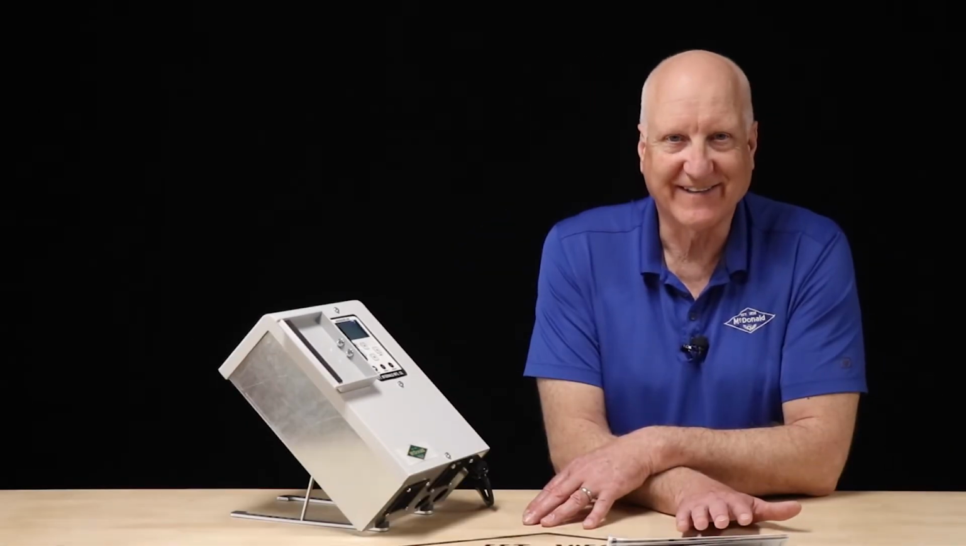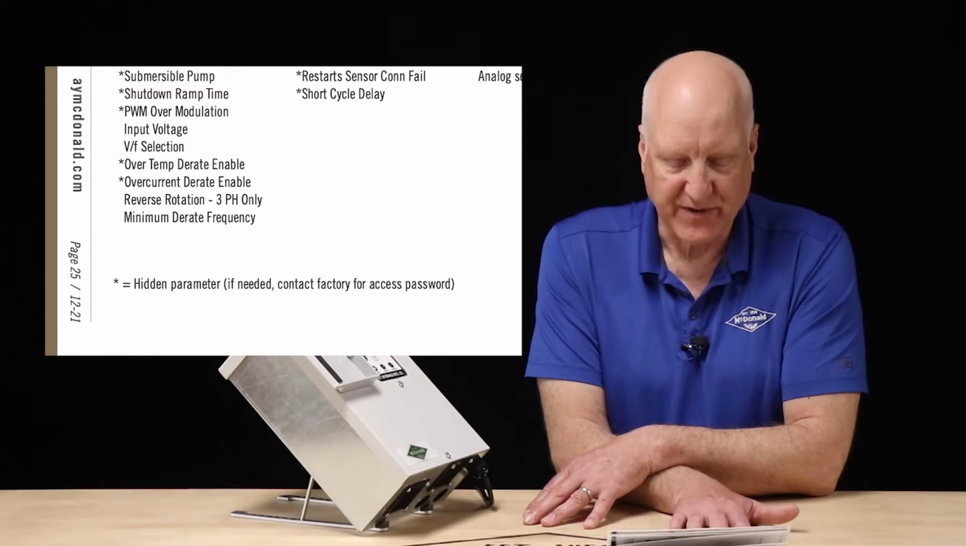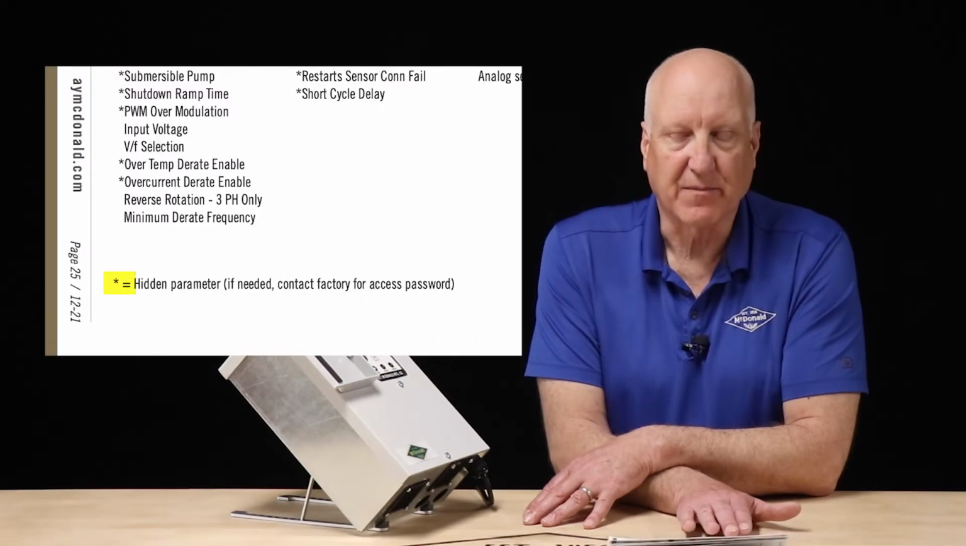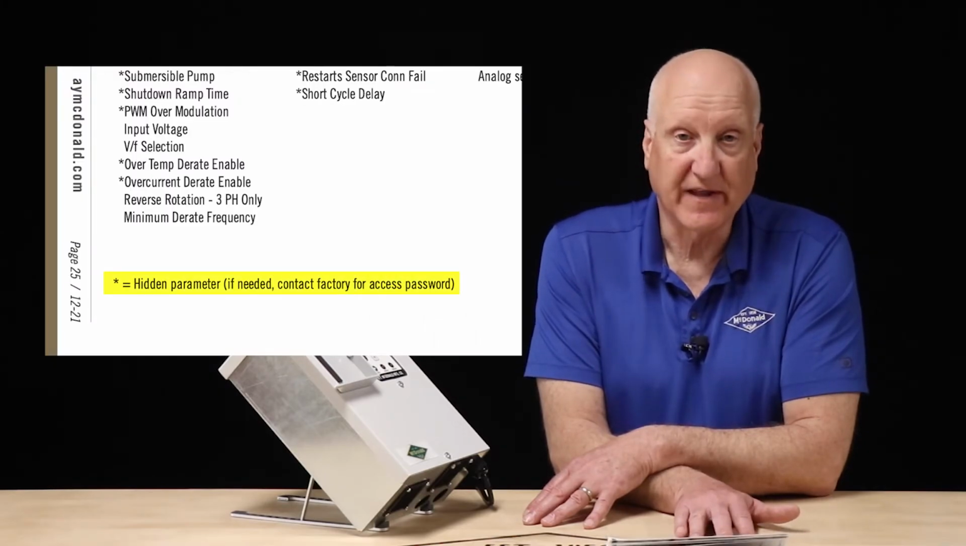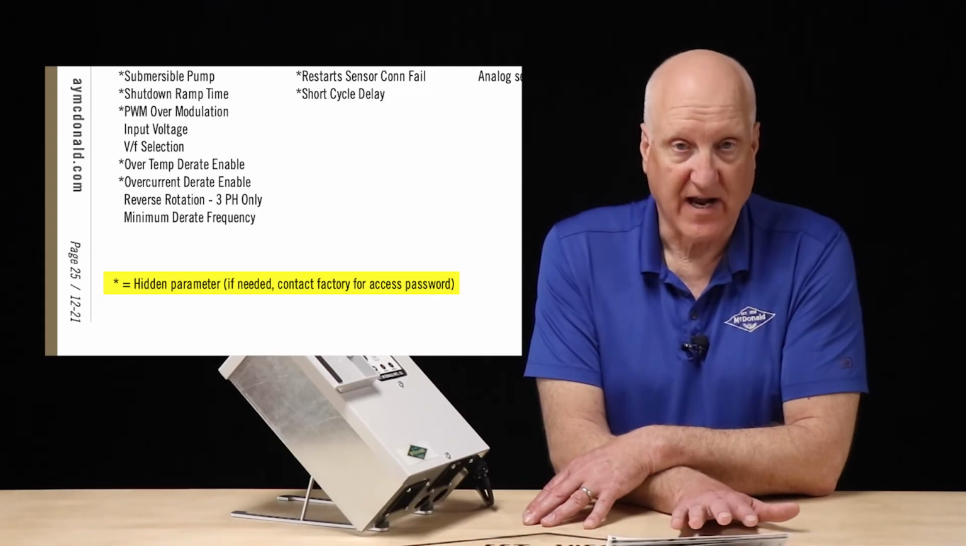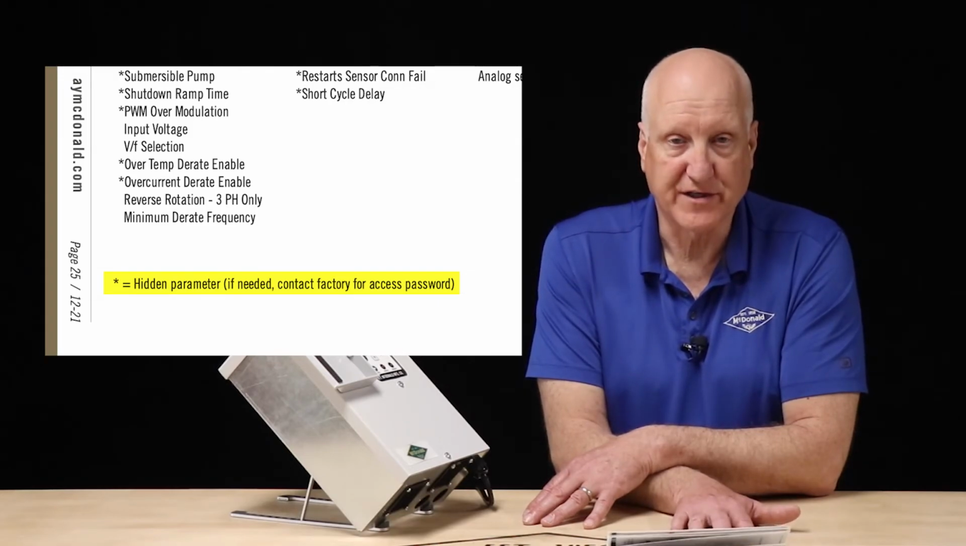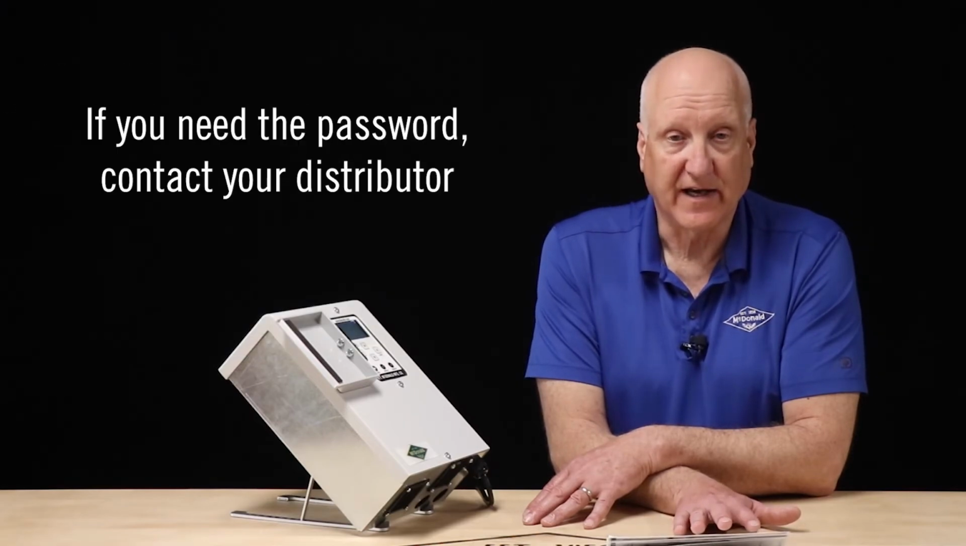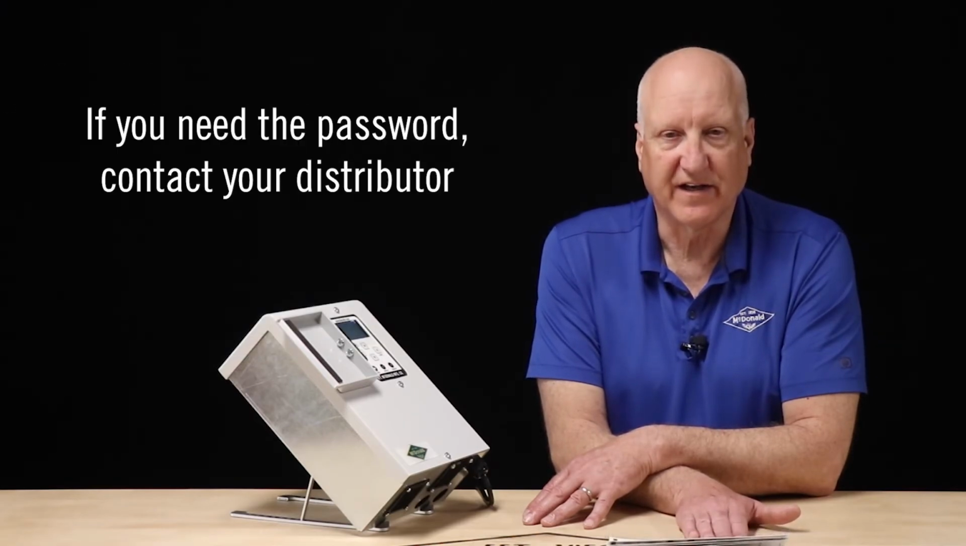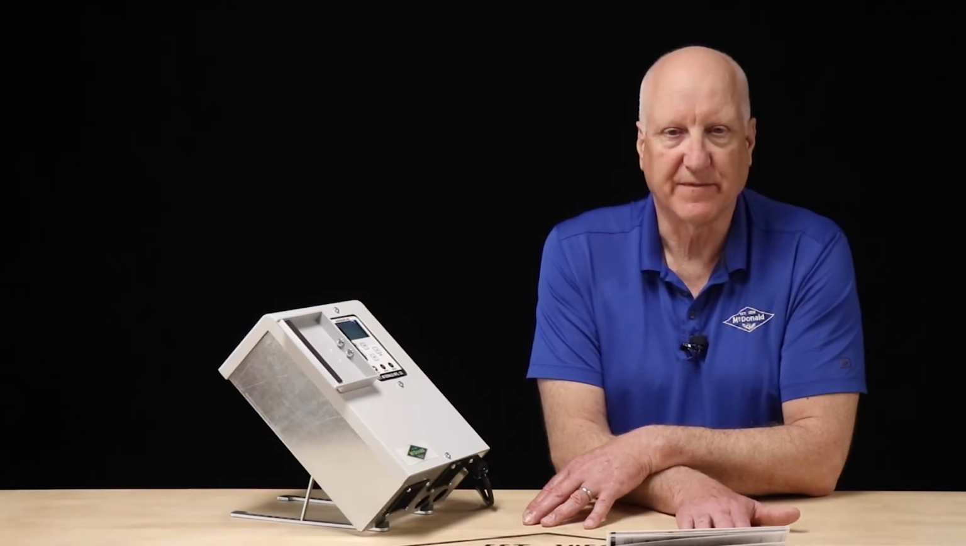One of the other things I'd like to discuss is the asterisks by the parameters. The asterisks are password protected. Again, it's something that you can go in and change. It's not recommended, so please use caution if you're going to go into the password protection. If you do need the password, contact your distributor and they will contact us, and we'll be glad to share the passwords for those that need to go in and take a look at some of these parameters.